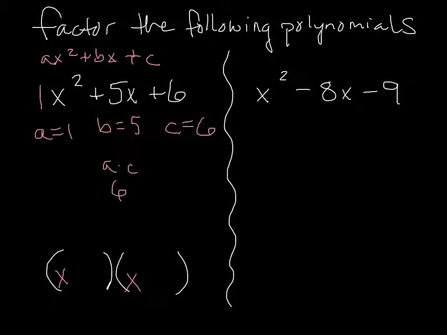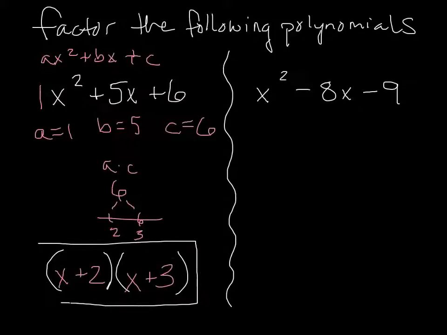So if you think about all the different factors of 6, we have 1 times 6, but that adds to get 7, so that's not going to work. We have 2 times 3, that adds to get 5, so we can literally just plug it in, positive 2, positive 3. And this ends up being our final answer.